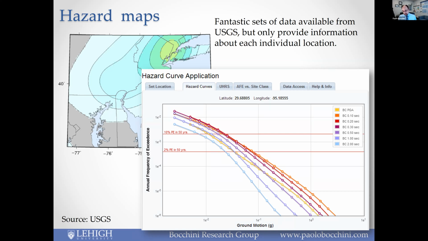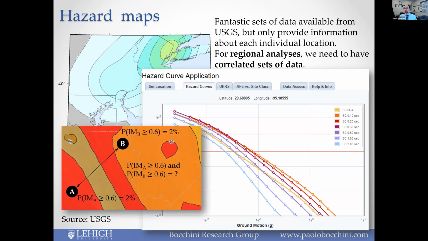Now, the problem is that when we're studying an entire region, hazard maps are not enough, because we don't want to know just the probability of reaching a certain intensity measure at one location A or at another location B. We also want to know the probability of reaching that level at both locations simultaneously. Because when you're studying a network or a system, the effect of having compound failures is always very much relevant.